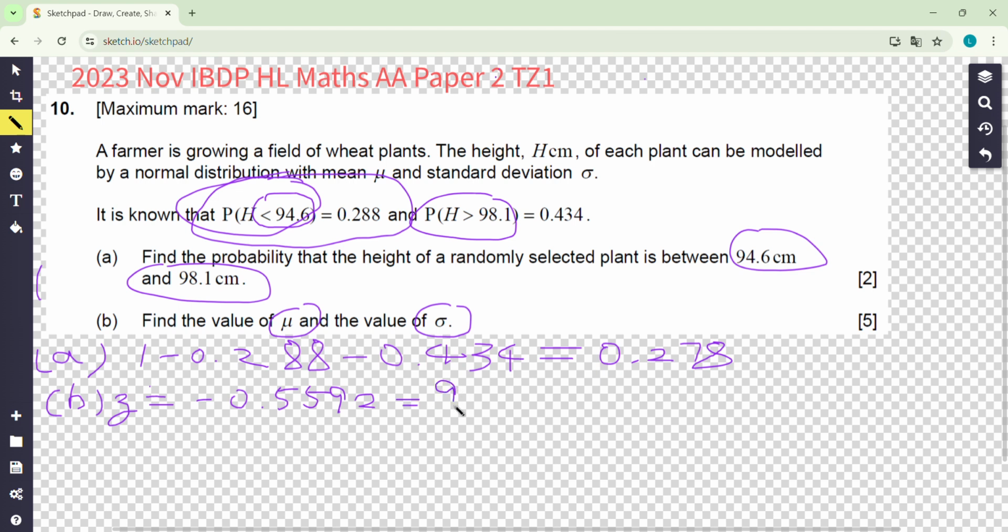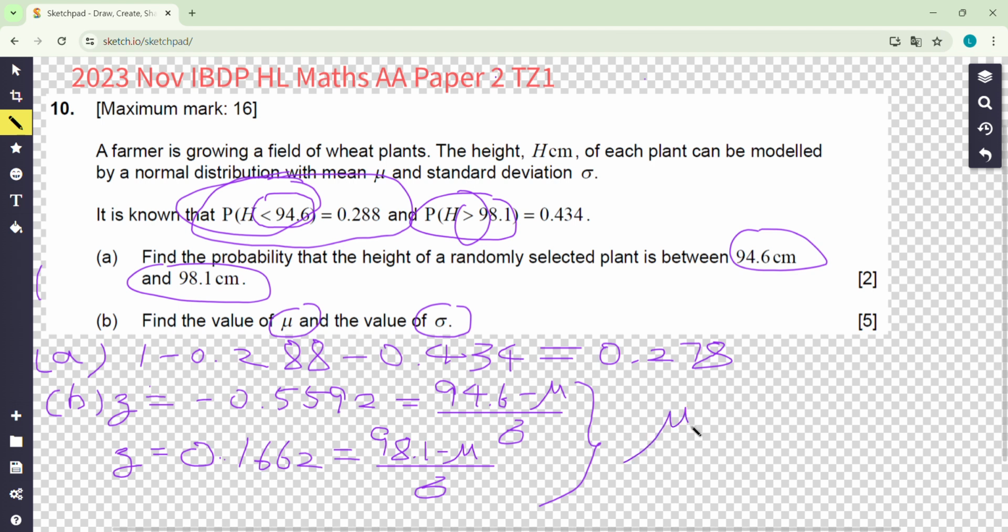And we have to interpret this. This is equal to (94.6 minus mu) over sigma, okay? Another one is, remember, larger than, so you have to choose the negative one. So you just find out the z value again, and the z value is 0.1662, and your interpretation is (98.1 minus mu) over sigma.